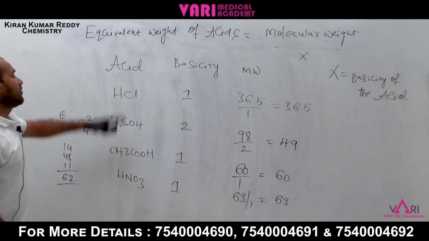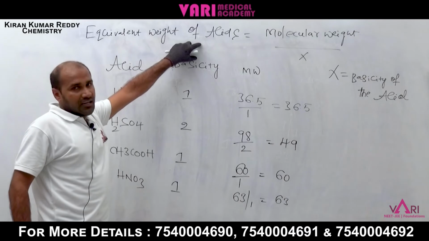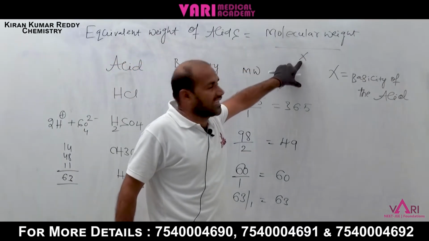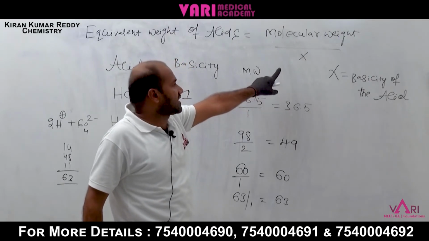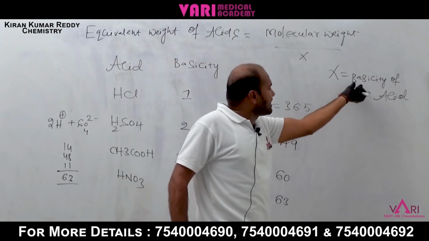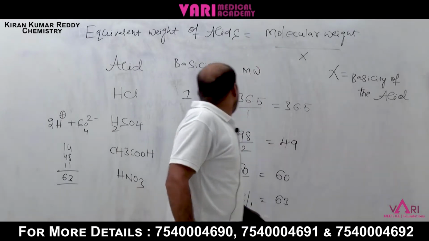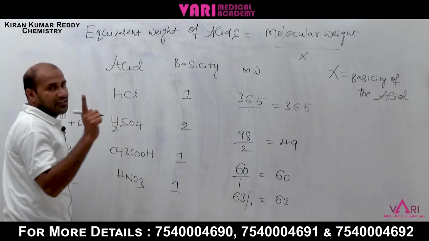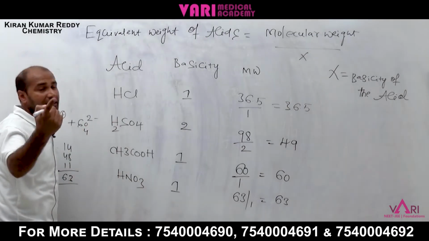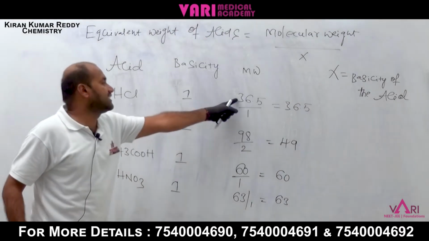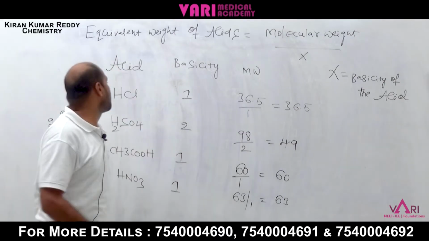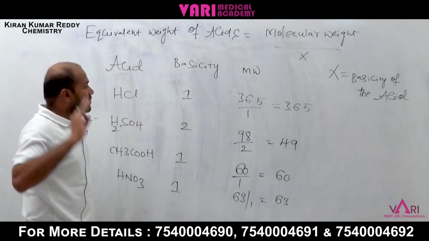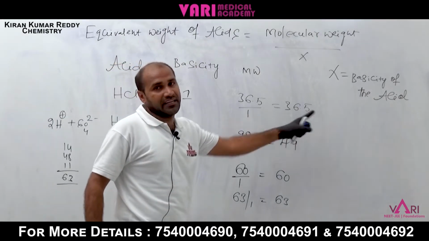Here the equivalent weight of acids, or gram equivalent weight of acids, is equal to molecular weight by X. X is the valency factor. Here X means the basicity of the acid. Here I am taking HCl. HCl has how many replaceable hydrogens? 1. In this structure, 1 replaceable hydrogen is present. That is 36.5. Why 36.5? Hydrogen is 1 and chlorine is 35.5.